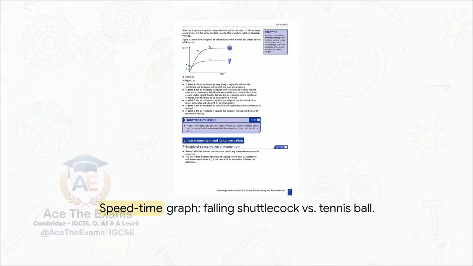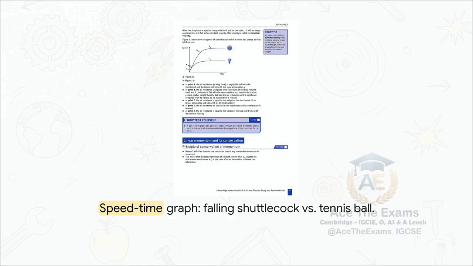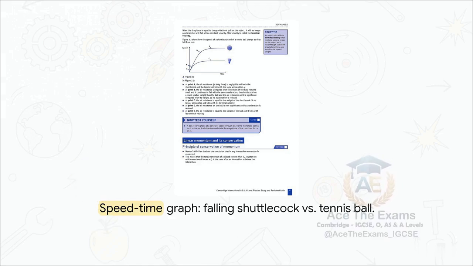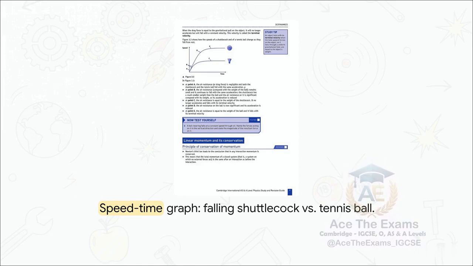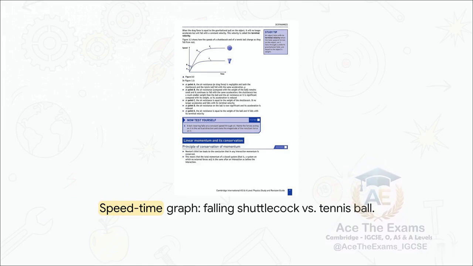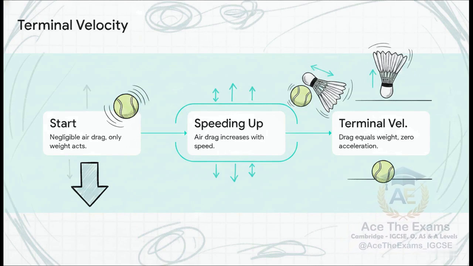It comes down to drag, or air resistance. Air resistance isn't constant. It depends heavily on an object's shape and its speed. A streamlined object cuts through the air, while a non-streamlined object, like the feathered shuttlecock, faces a massive, turbulent fight against the atmosphere. Let's break this journey into 3 precise steps that will guarantee you full marks on a describe and explain question.